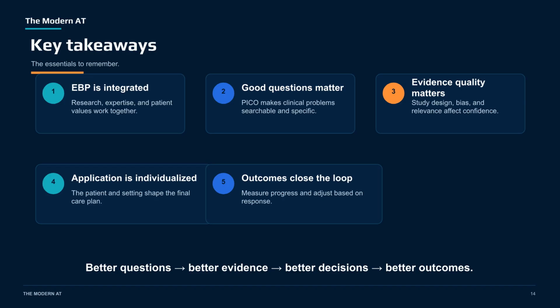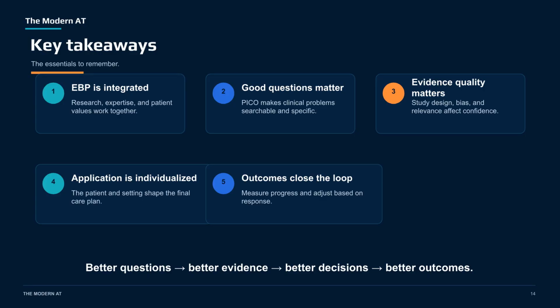Here are the major takeaways. Evidence-based practice is integrated. It combines research evidence, clinical expertise, and patient values. Good questions matter because a focused question helps you search for useful evidence. Evidence quality matters because not all studies are equally trustworthy or equally applicable. Application must be individualized because the patient's goals, sport, resources, and circumstances influence the care plan.